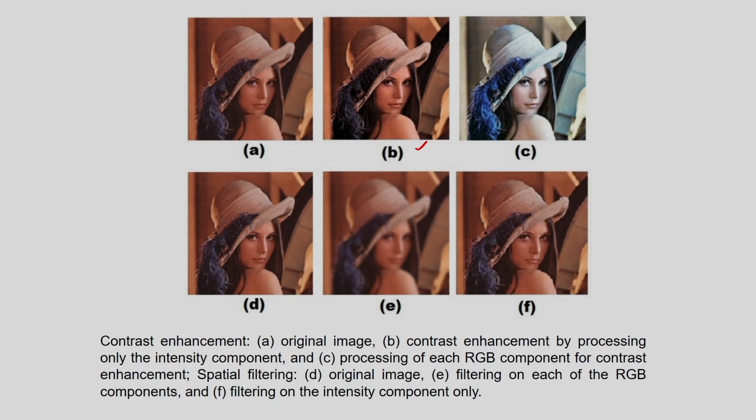The second example, if you see, I am doing the spatial filtering. D is the original image, E is the filtering on each of the RGB components, that is separately I am doing, and the last one is filtering on the intensity component only, that I am considering. You can see the difference between these two cases.